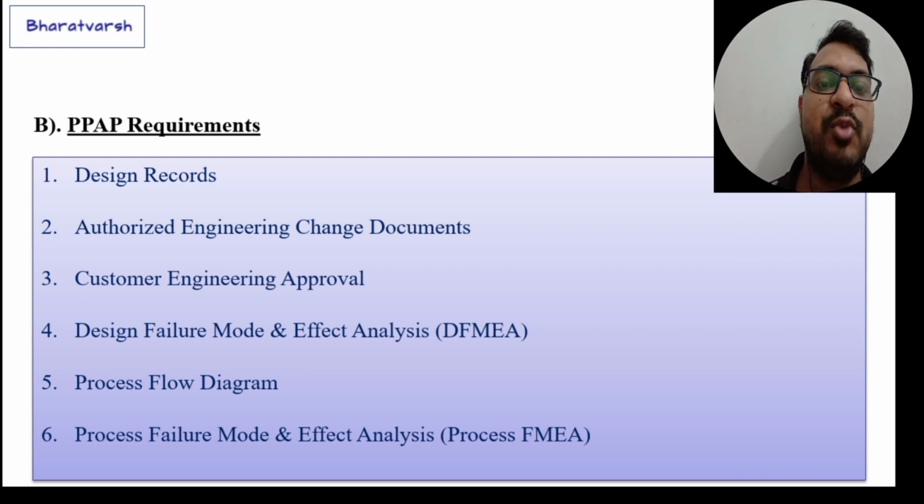Sixth one is process failure mode and effect analysis. Process failure mode and effect analysis is basically done at the supplier end. Every supplier producing the part has to identify the failure modes and then the effects of those failure modes on the customer or in subsequent operations, and an analysis has to be done on those effects and failure modes, in the form of occurrence or detection.